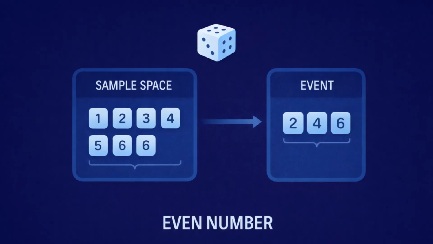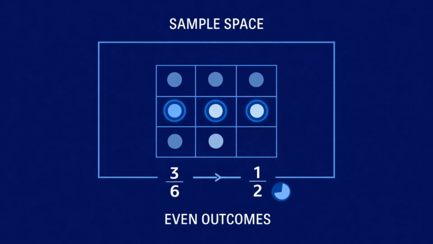Now let's do a similar problem where the event includes more than one outcome. Suppose we roll a die and want the probability of rolling an even number. We start the same way. The sample space is still 1 through 6, so there are 6 total outcomes. Now we translate the word even into actual outcomes. The even numbers in the sample space are 2, 4, and 6. That gives 3 favorable outcomes. So we have 3 favorable outcomes out of 6 total outcomes.